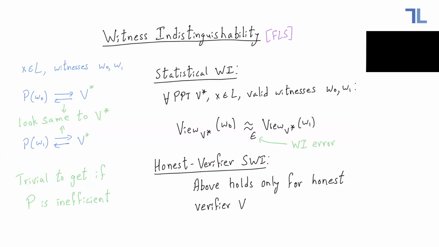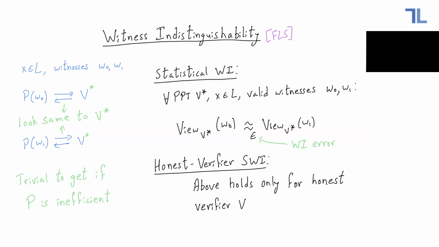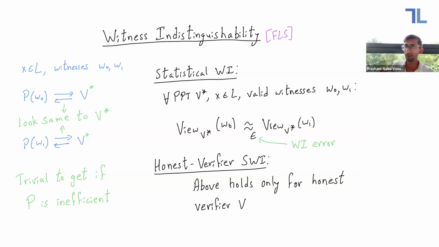So, Prashant, I had an immediate, maybe very simple question: how does this statistical witness indistinguishability compare with the computational one? So you have a PPT verifier still. Yeah. The difference is that in the computational version, you want the views to be computationally indistinguishable, correct? That would still be a weaker definition than this. Yeah, it is still a weaker definition than this. Okay.